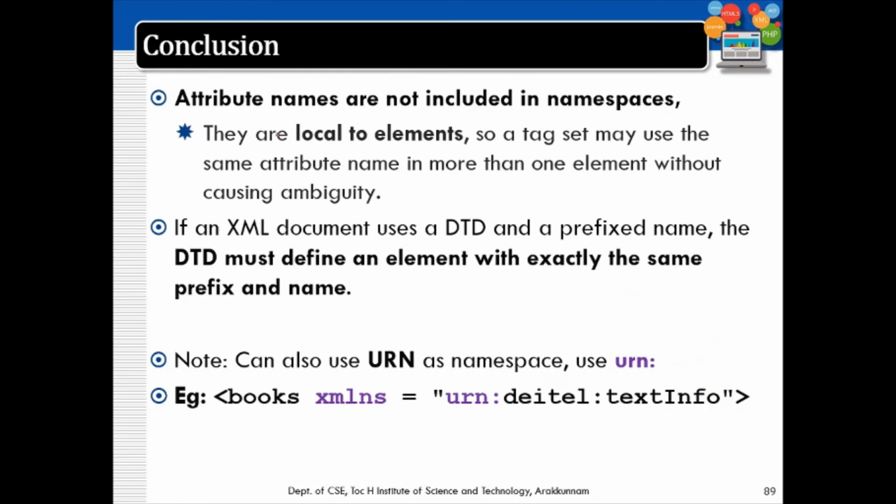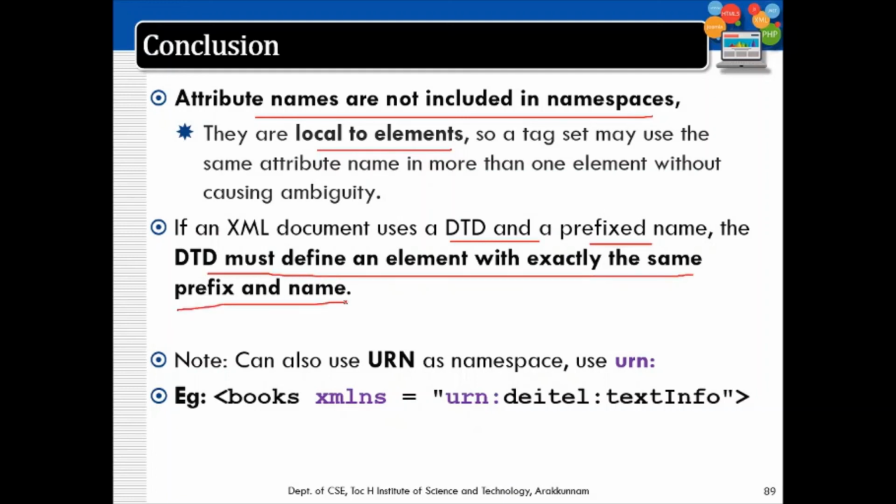Conclusion: attribute names are generally not included in namespaces. They are local to elements. Attributes are local to elements. They are not included in namespaces. Then if an XML document uses a DTD and a prefix name, the DTD must define an element with exactly the same prefix and name.